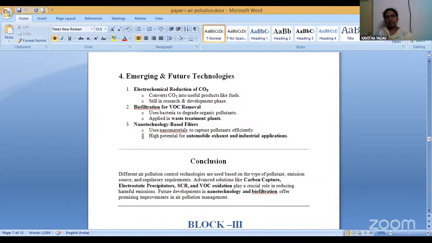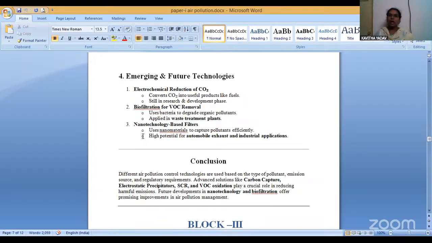Then coming to the next one, biofiltration for volatile organic compounds removal. It uses bacteria to degrade the organic pollutants. So by using bacteria, you are going to degrade the organic pollutants. It is very useful in waste treatment plants.